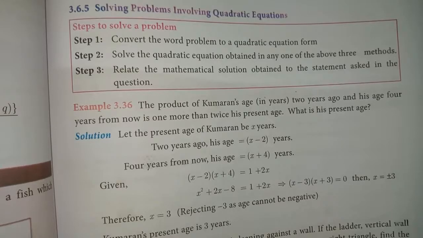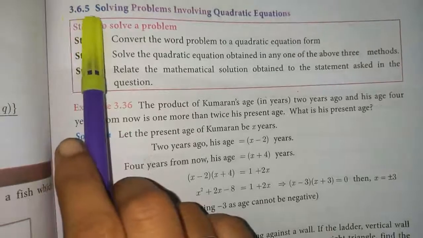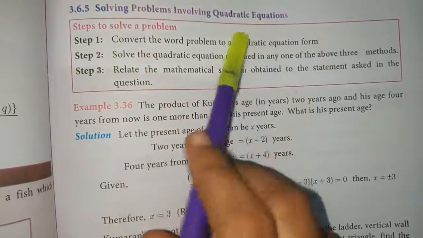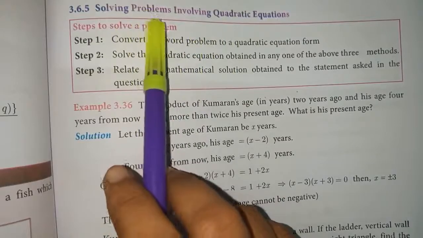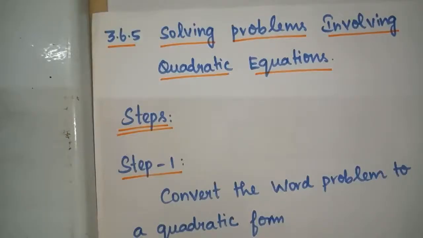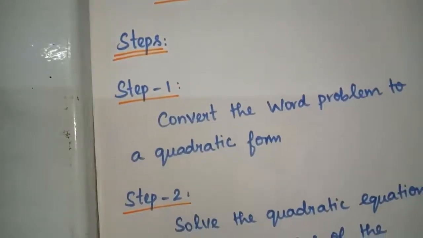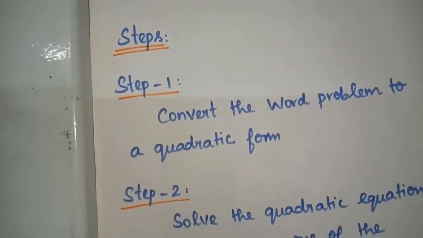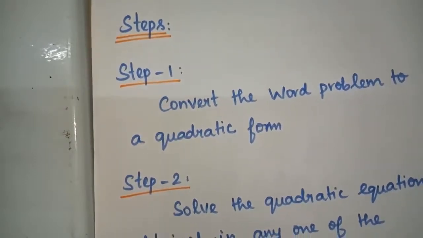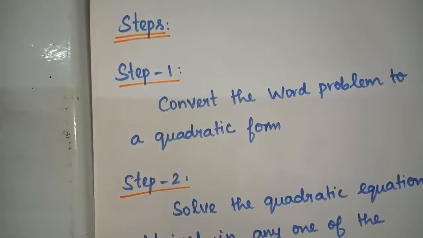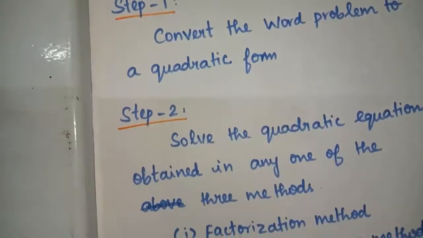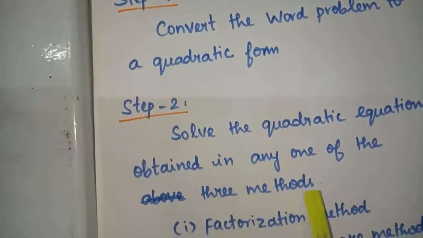Okay students, now we are moving to the topic 3.6.5, solving problems involving quadratic equations. This is also in Unit 3, Algebra. So totally you have 3 steps. Step number 1, convert the word problem to a quadratic form. First, you have to convert the given problem in terms of a quadratic equation. Then step 2, solve the quadratic equation obtained in any of the 3 methods.